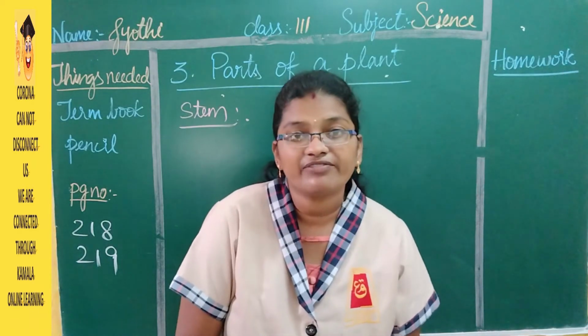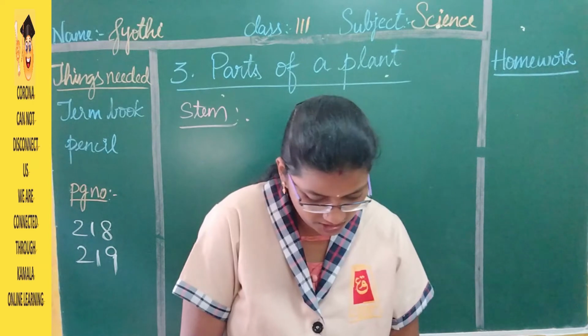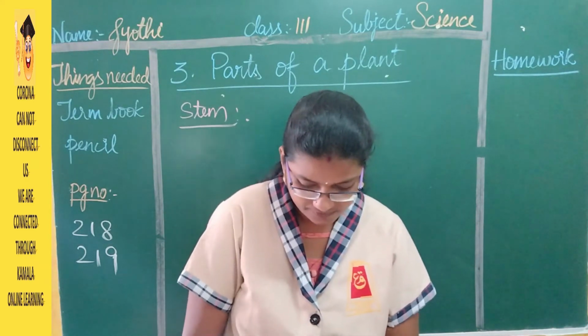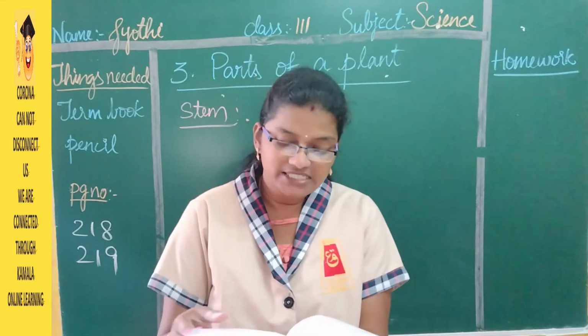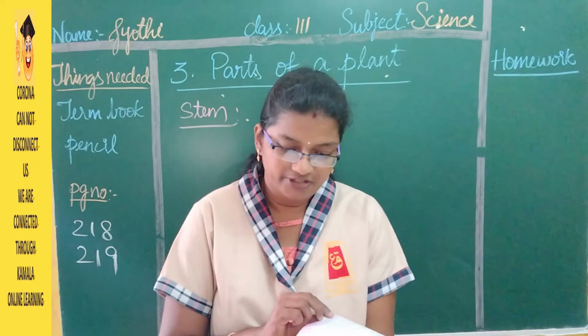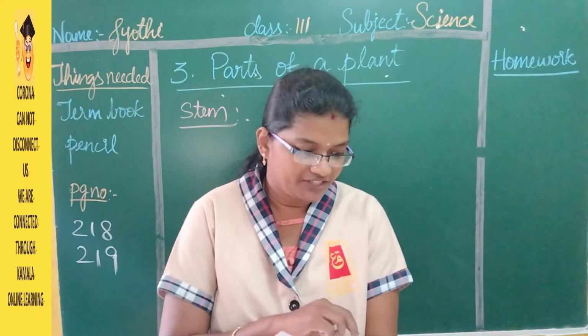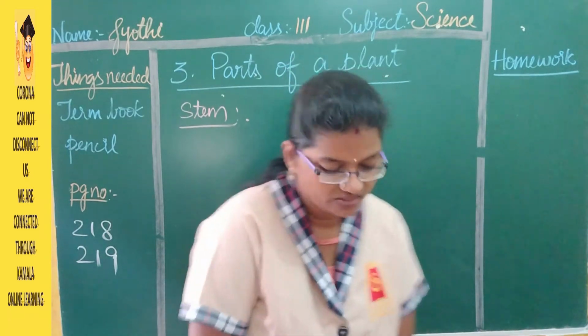In the shoot system, we have learnt about the stem. Then in the next class we are going to learn about the leaf, functions of leaf. Okay, and your homework is you have to draw the root system.